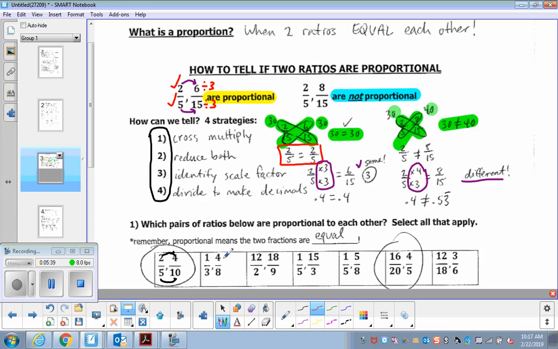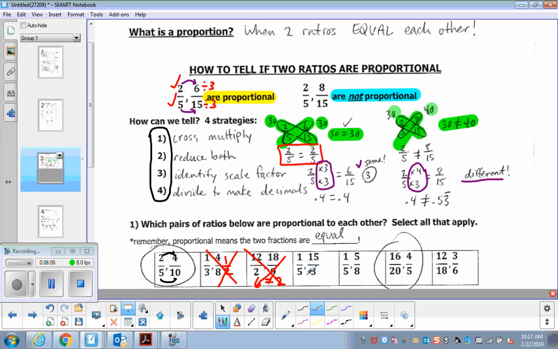Now for the second one, when we reduce the 4/8, we get a 1/2, and you guys know that 1/3 and 1/2 are not equal, so we will not select 1/3 and 4/8 as proportional. For 2 over 12, when we reduce that, that's 6. 2 divided by 12 is 6. 18 divided by 9 is 2. And 6 does not equal 2, so these two ratios are not proportional.